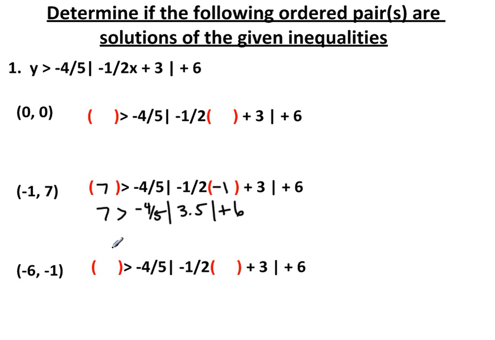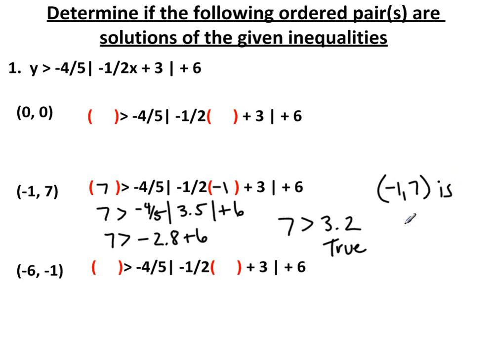Plus 6. Okay, so now if I think about this, I'm going to have 7 is greater than negative 4/5 times 3.5, which, if I type this into my calculator just to make it a little bit easier, is negative 2.8 plus 6. So is 7 greater than, and if I take 2.8 and subtract it from 6, I'm going to get 3.2, a positive 3.2. So is 7 greater than 3.2? Yes, this is a true statement. So this negative 1, 7 is a solution.